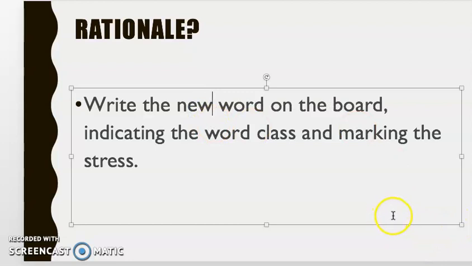And then finally you have to write the new word on the board, indicating the word class and marking the stress. So let's say you're teaching, for example, communicative, right? So what is it? Communicative activity. Communicative is an adjective, and where does the stress fall? You point out that it is on the second syllable, for example. So it's important to write it down, indicate the word class, whether it's a noun, verb, adjective, or adverb, and mark the stress. Keep these things in mind during the process of elicitation.